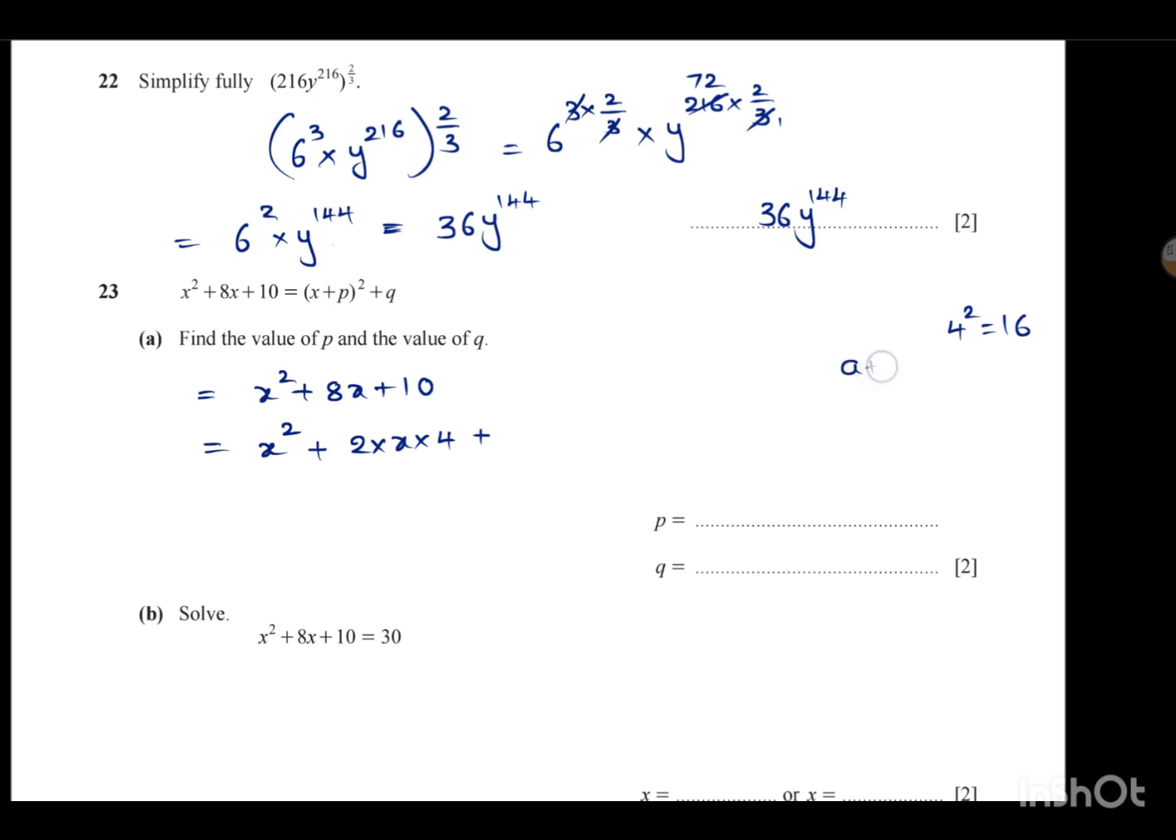Using this identity, a plus b whole square is equal to a square plus 2ab plus b square, because the first and second term squares are there, and in the middle term you will have 2 into a into b. So we already got 2 into a into b. A is x, that's why. Now b square is something you have to write like 4 square, but 4 square is completely 16. So instead of 10 we can write it as 10 plus 6 and minus 6. Why am I doing minus 6? Because the value shouldn't change.